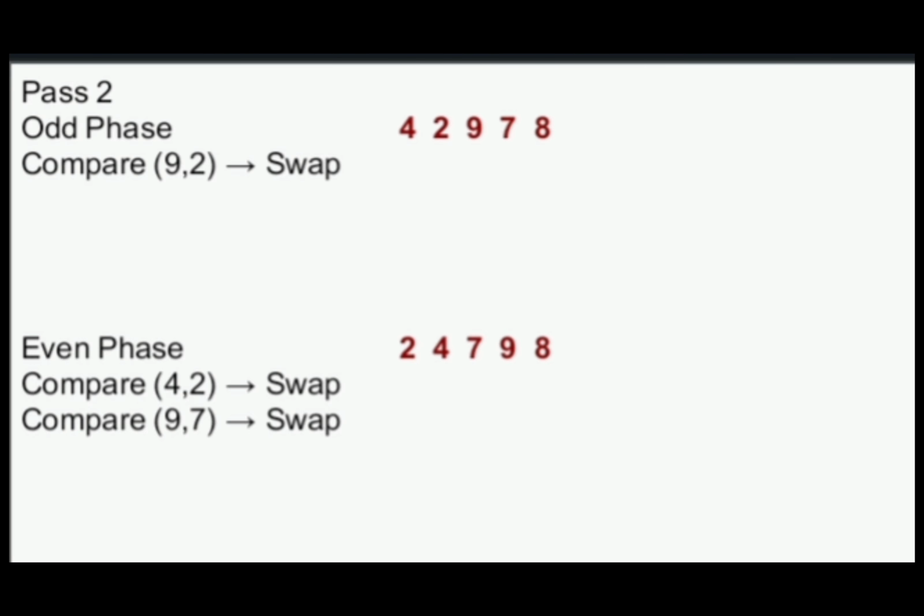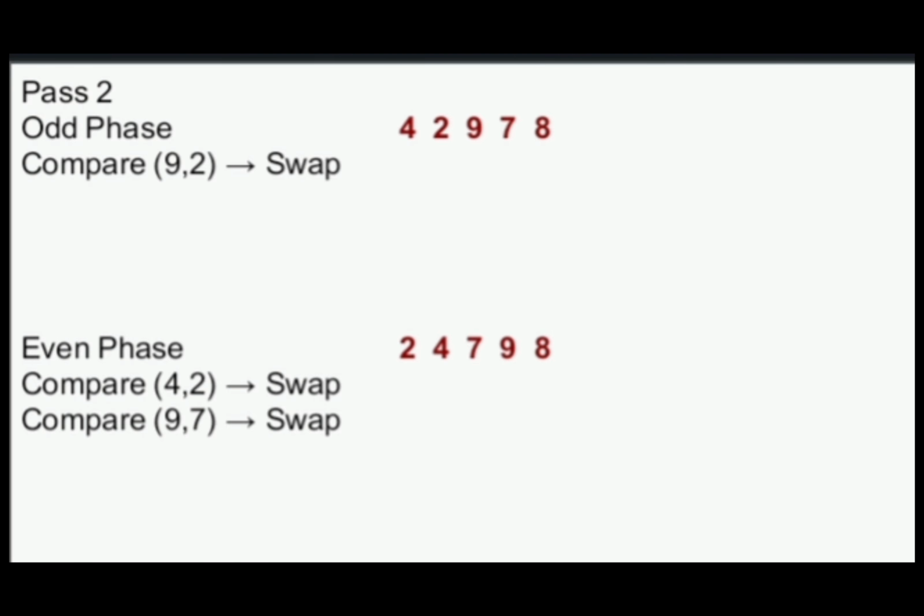Even phase. Now compare positions 0, 1 and 2, 3. Current array 4, 2, 9, 7, 8. Compare 4, 2. 4 is greater than 2. They are in the wrong order. Swap them. Array becomes 2, 4, 9, 7, 8.